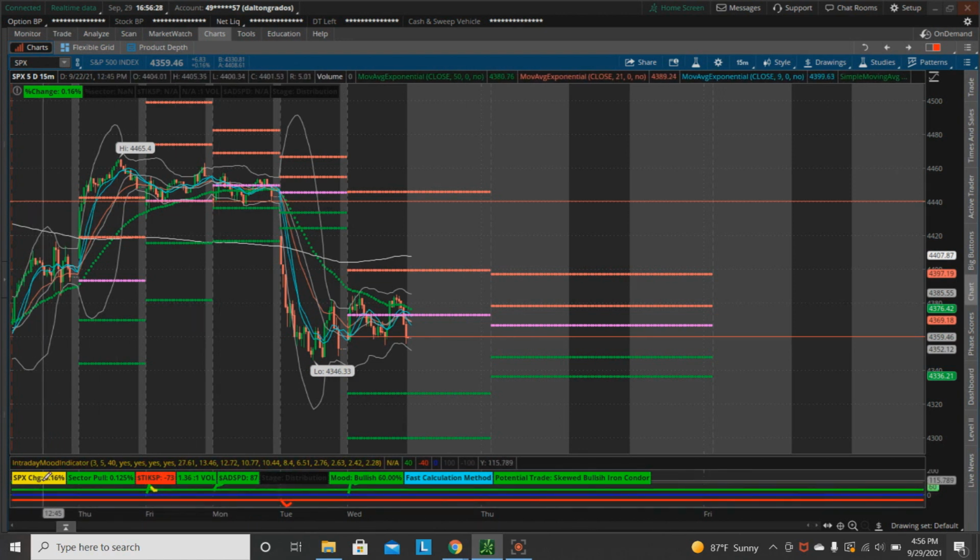And so you can see here the S&P percent change, the sector pull. There's our tick. There's our vol in terms of breadth, and then there's our advancing declining number. And it also gives me some calculations on what it thinks the mood of the market is, and even a potential trade, skewed bullish iron condor.